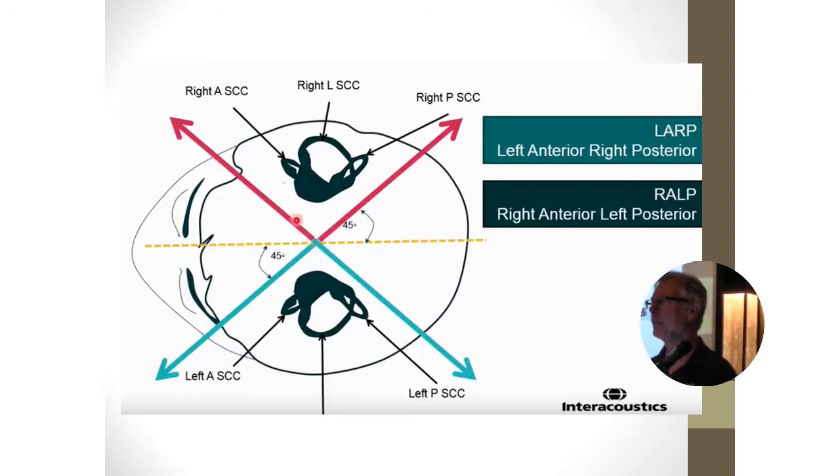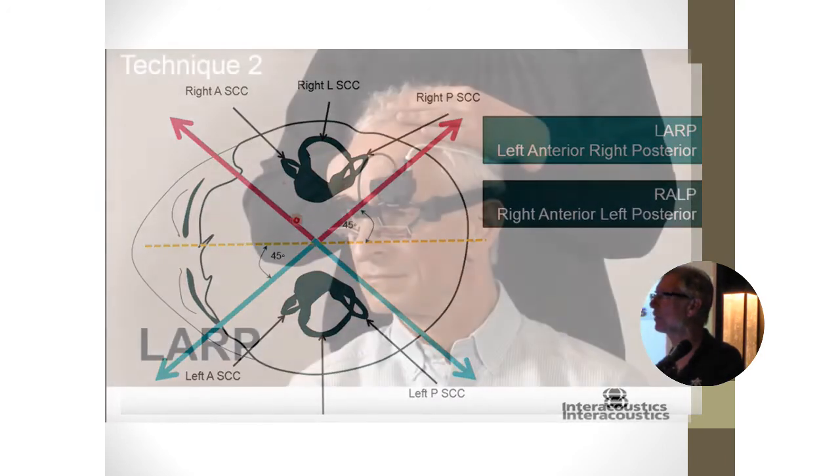And then you end up just turning the patient's head about 40 degrees to the side, and then you're going to be moving the head in the horizontal direction. That's called LARP, L-A-R-P. That is in order to test the left anterior and the right posterior semicircular canal. And when you do it with the head turned in the opposite direction, it's called a RALP. You're testing the right anterior and the left posterior canal. So in all, you've ended up testing all six canals.